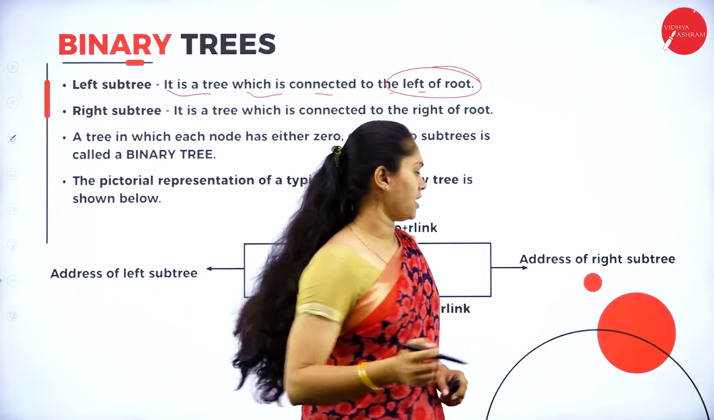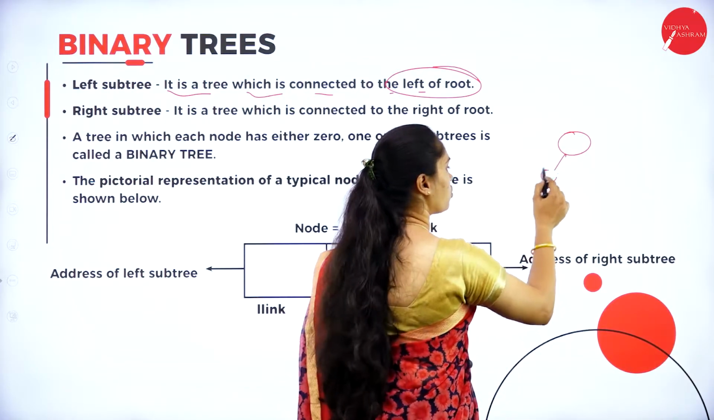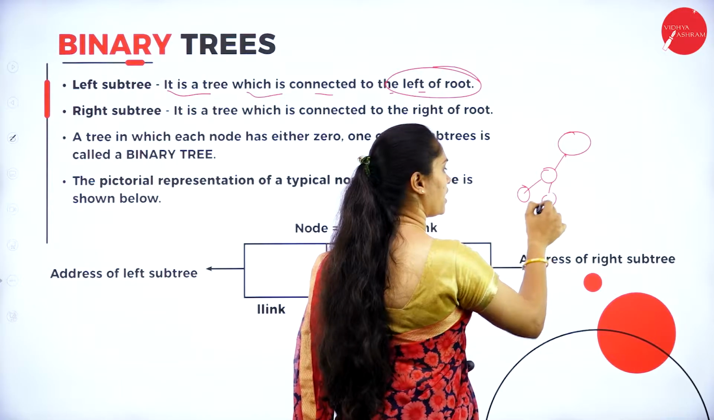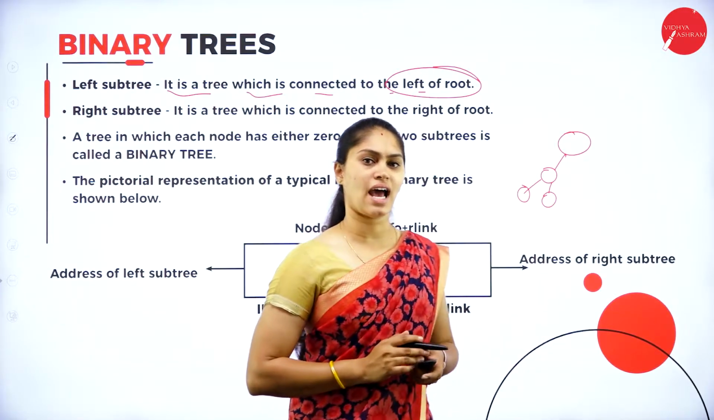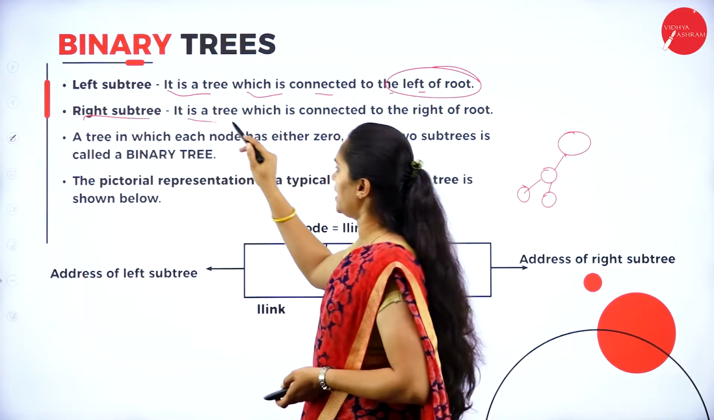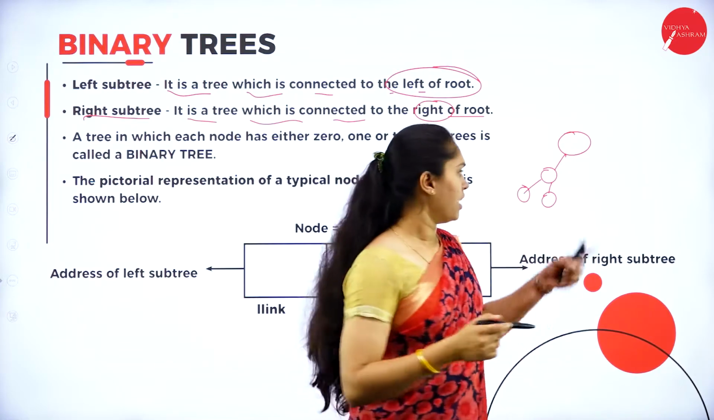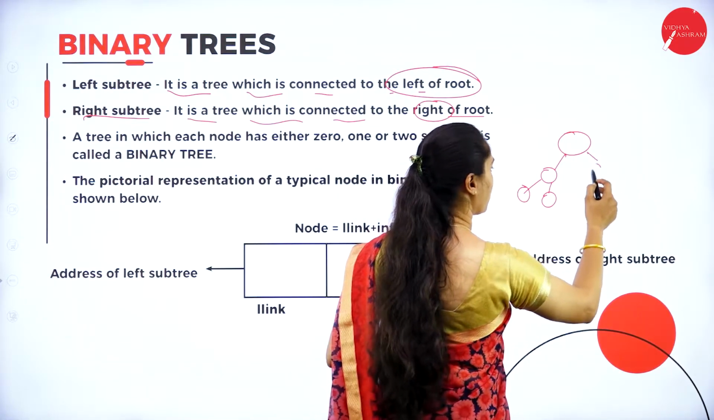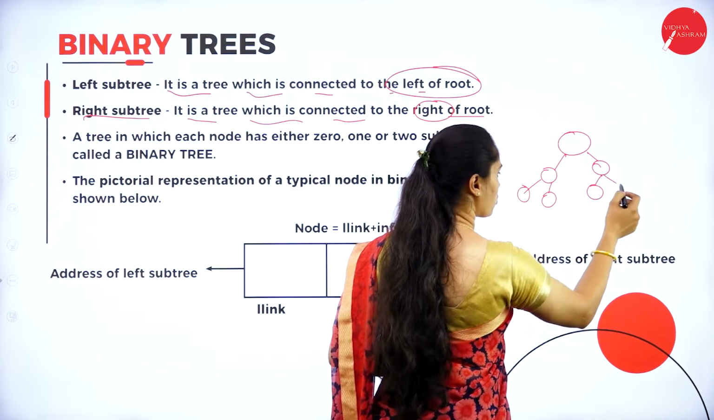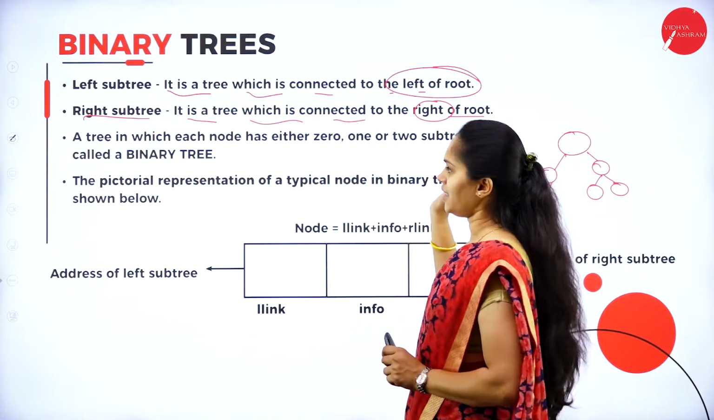Just take an example here. Consider here I have a root. All the nodes which are connected to the left side of the tree, we call that a left subtree. In the same way, what is the right subtree? It is a tree which is connected to the right of the root. So if I consider this as a root, and I connect a certain set of nodes to the right side of the root node, then we can call that a right subtree.